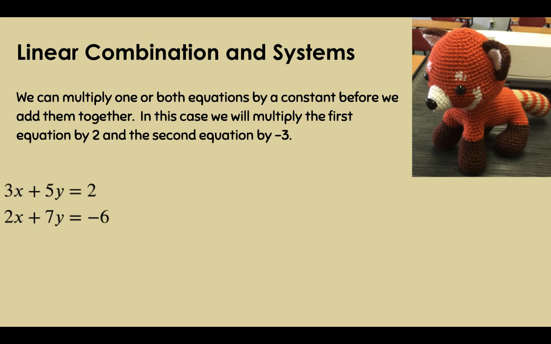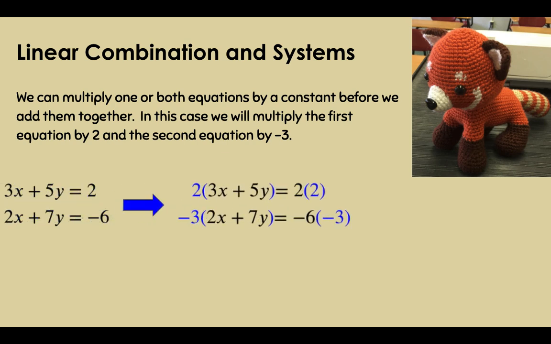We're going to multiply each equation by some number before we add them together. And you'll see, so in this case, I'm going to take the first equation by 2, the second by -3. You notice I need to multiply both sides of the equation by the same number, but each equation I can multiply by a different number.